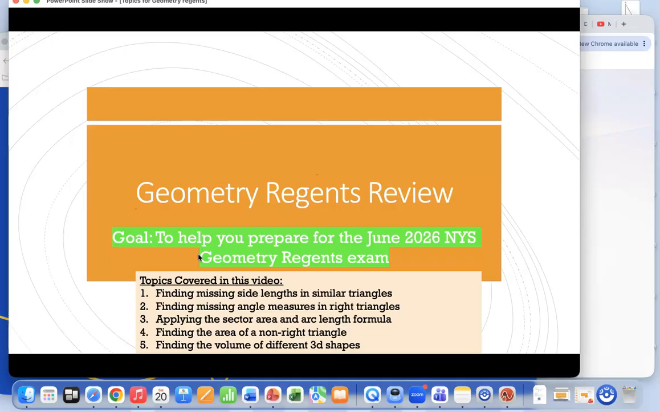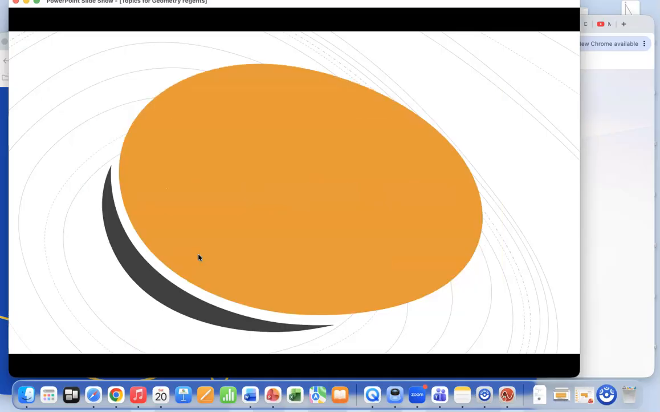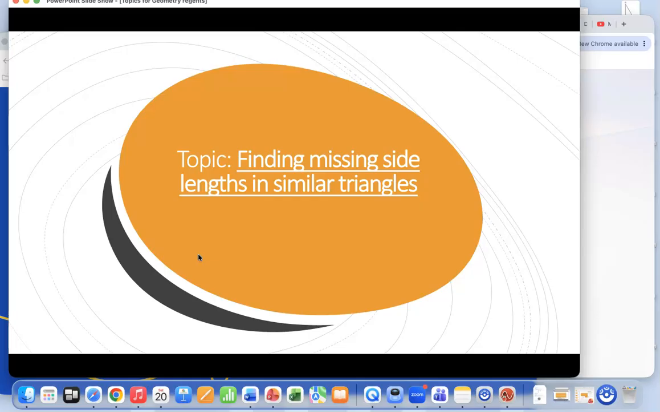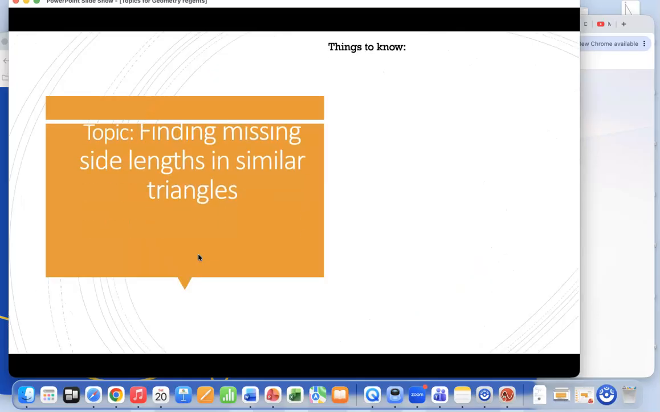The topics that we're going to cover today are finding missing side lengths in similar triangles, finding missing angle measures in right triangles, applying the sector area and arc length formula, finding the area of a non-right triangle, and finding the volume of different 3D shapes. Now, I want to talk about finding missing side lengths in similar triangles. So there's some things you need to look out for.